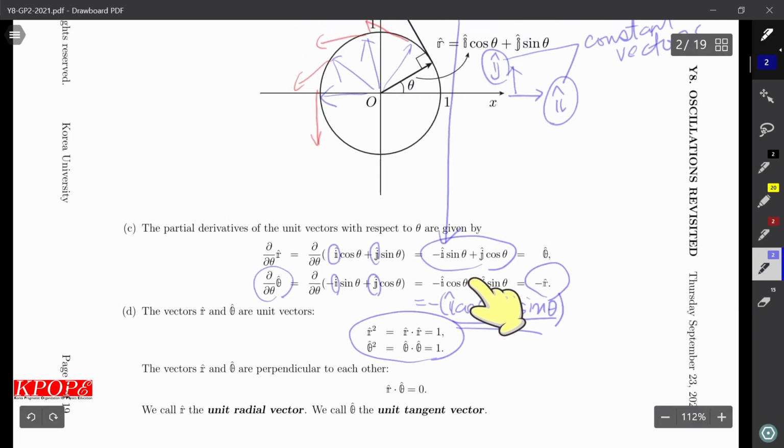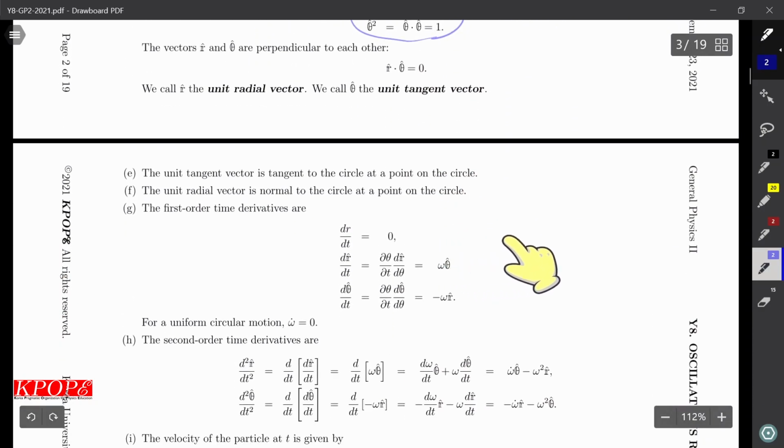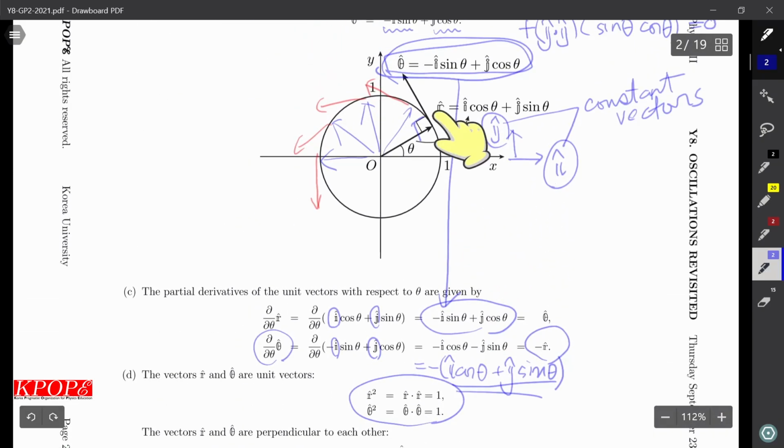In summary, beta hat is making a right angle with respect to the radial vector. Thus, this tangent vector beta hat is tangent to the circle at a point on the circle. The unit radial vector is normal to the circle at a point on the circle. Unit radial vector is normal to the tangent.